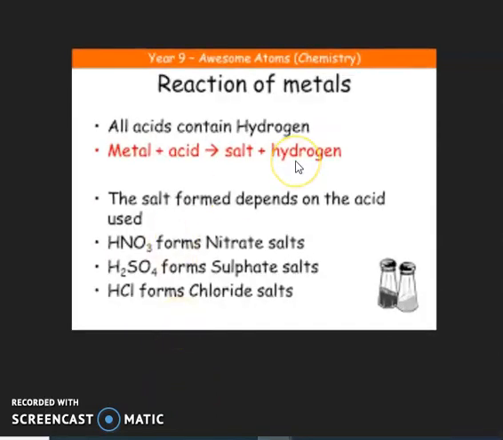Okay, so all acids contain what? Hydrogen. So nitric acid, sulfuric acid. This is nitric acid, this is sulfuric acid, this is hydrochloric acid. എല്ലാത്തിലും common ആയിട്ടുള്ളത് hydrogen ആണ്. So here the metal will displace the hydrogen from its acid. Okay, so ഇവിടെ എല്ലാ ആസിഡിനും common ആയിട്ടുള്ളത് hydrogen ആണ്. So this hydrogen will be displaced. Okay, so the salt formed will depend on the acid which is used.